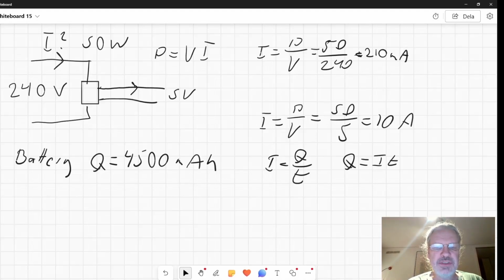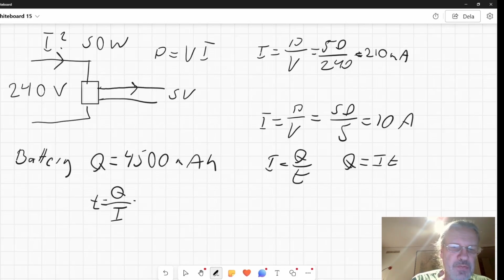4,500 milliamps times the time, 1 hour. We can use this formula here to make T our subject. So T equals Q over I, right? So we plug in our numbers, and now we'll write with units, which normally we don't do in formulas, but it makes more sense in this case.